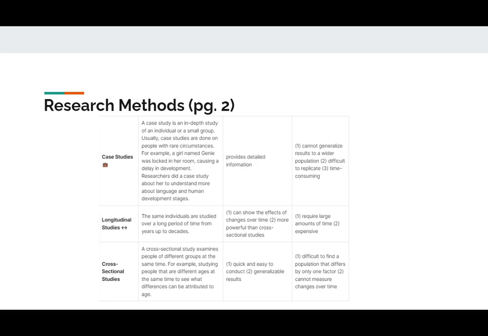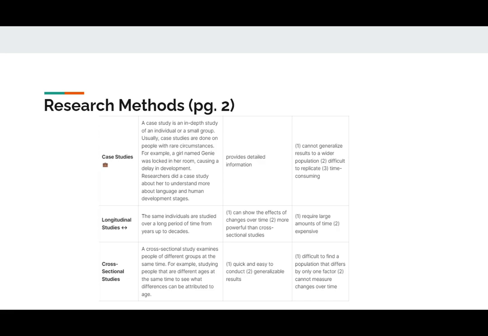And then we have longitudinal studies, where the same individuals are studied over a long period of time, from years up to decades. It can show the effects of changes over time, and it's more powerful than cross-sectional studies. However, it requires large amounts of time, just as the case studies, and also it's really expensive.